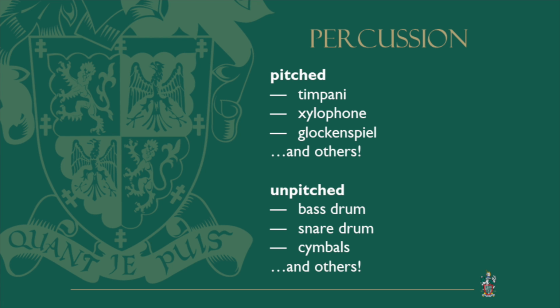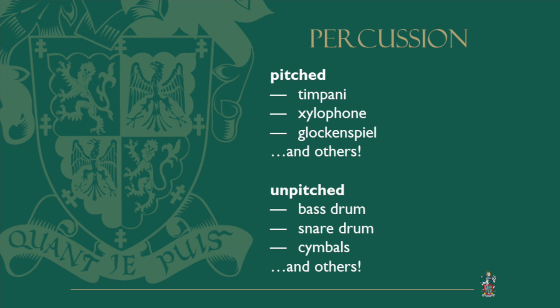Percussion can be almost anything, but it's divided into two categories. First of all, you have pitched percussion. That is percussion where you can tell what note it is that is being played. So examples are timpani, xylophone, glockenspiel. There are others. And then there are the unpitched percussion. So where you can't tell what pitch they are.